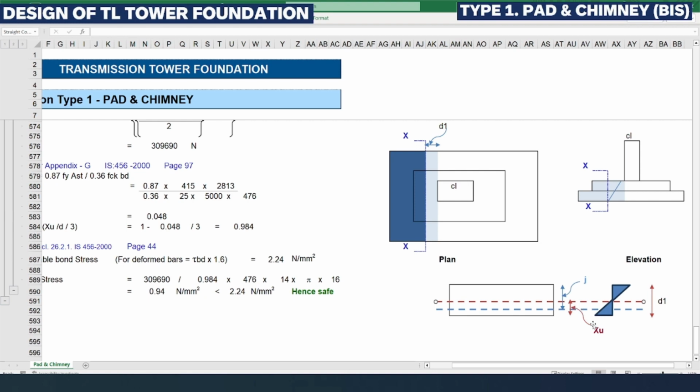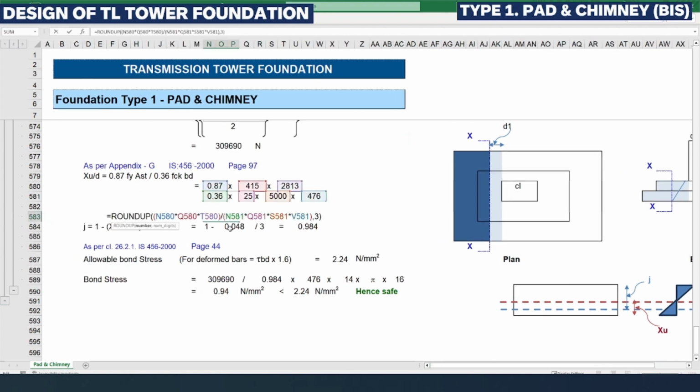So this is the neutral axis depth XU. XU by D means the neutral axis depth factor, which we had calculated here as 0.078. If we multiply this 0.078 with our effective depth, which is 476, then the neutral axis depth will be 23 mm. So that is the meaning of the neutral axis depth factor.